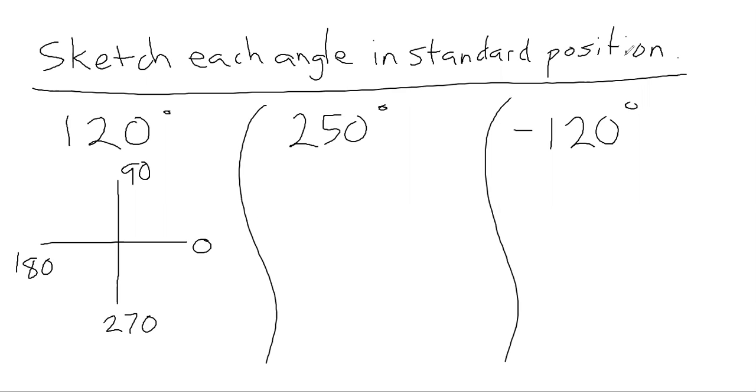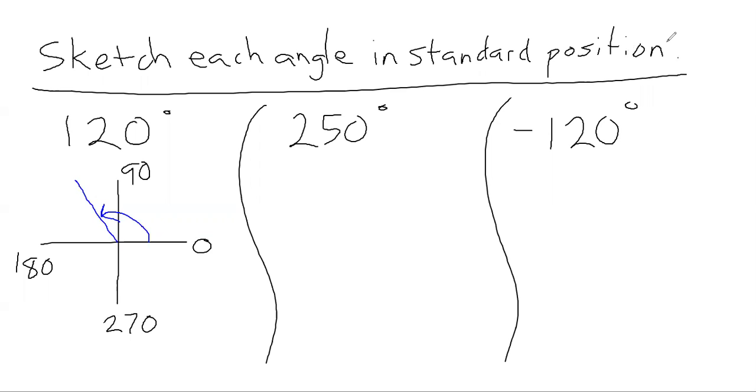So if I want to sketch a 120-degree angle, I know that that's a little bit past 90, but definitely not to 180. I'm going to draw in a diagonal that fits in between those two angles. But then to show how I got there, we're going to start at the 0 and draw an arc all the way over to where we end that angle. That would be a 120-degree angle in standard position.